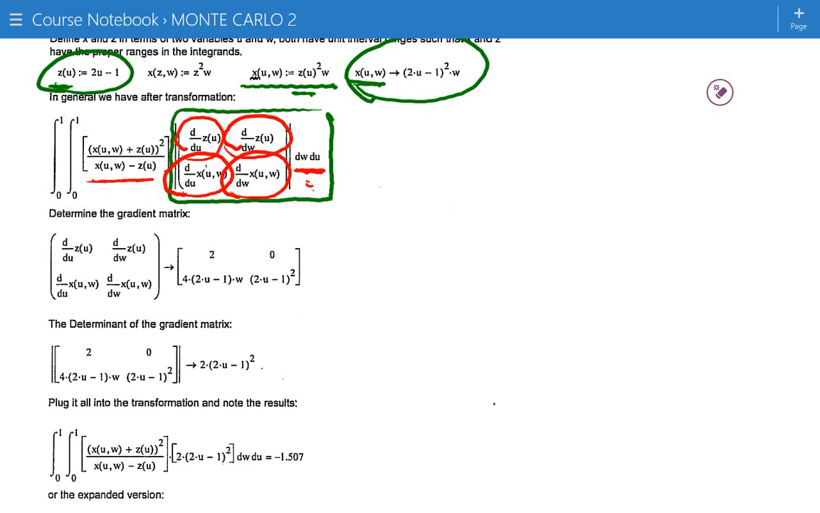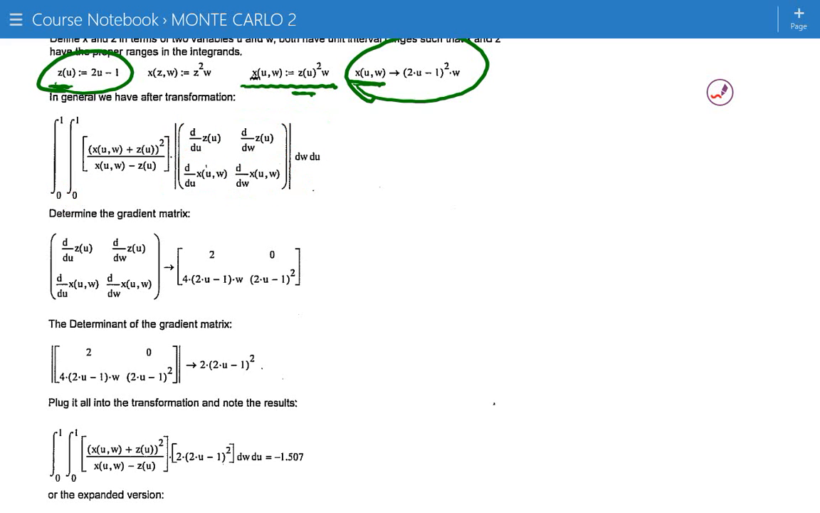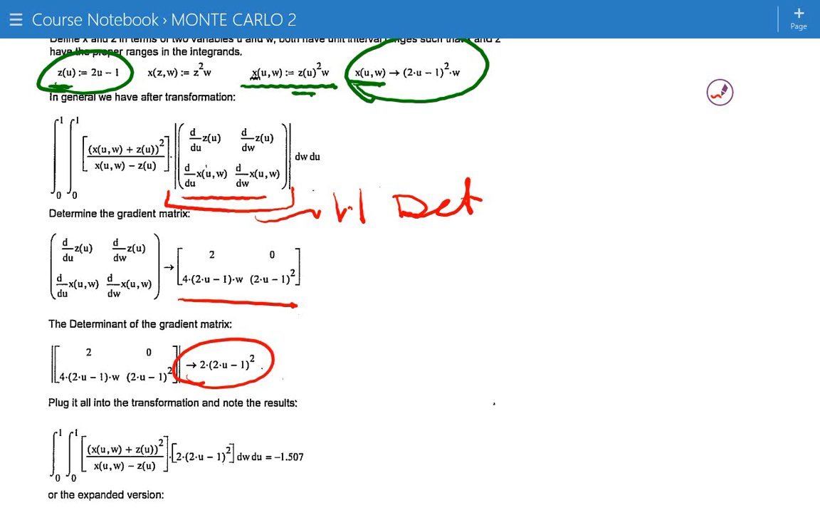To do this type of transformation, with the matrix, we need the determinant. So this parallel line type thing is the determinant. So I plug in the derivatives, and that gives us this. I then tell it to do the determinant, and that gives us 2 times the quantity 2u minus 1 squared.